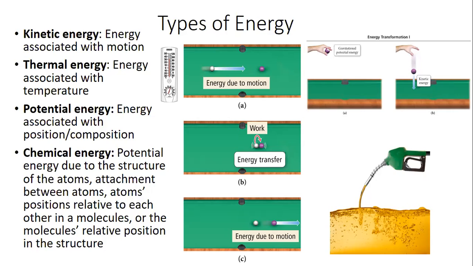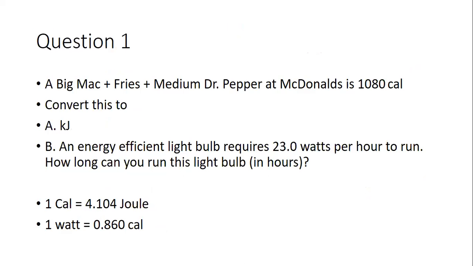So chemical energy is potential energy due to how atoms are bonded to each other or the position of atoms. So those are our 4 types of energy: kinetic, movement; thermal, temperature; potential, position; chemical, a type of potential energy that is just for chemistry. All right. So the first thing we're going to do is some simple energy units, right? So when we talk about food, the energy you talk about is the calorie. Really, it's a kilocalorie.